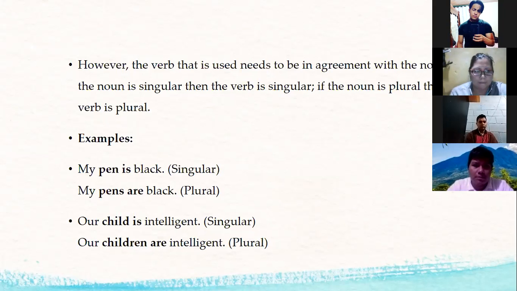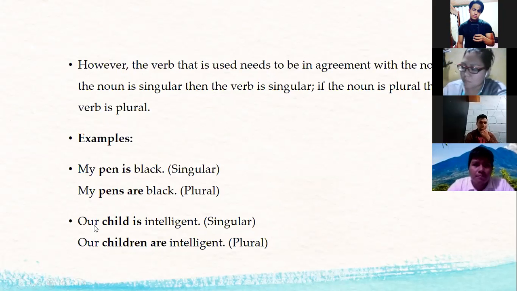Okay, excellent. So as it says, if we are using a singular or plural noun, the verb needs to be in agreement, okay? Si tenemos un sustantivo que es singular o plural, el verbo tiene que concordar con dicho sustantivo, okay? So you can see, my pen is black. I'm just talking about one pen. Okay, that's why I'm using is. However, on the second sentence, it says my pens are black. So I need to use a verb in plural. In this case, are.